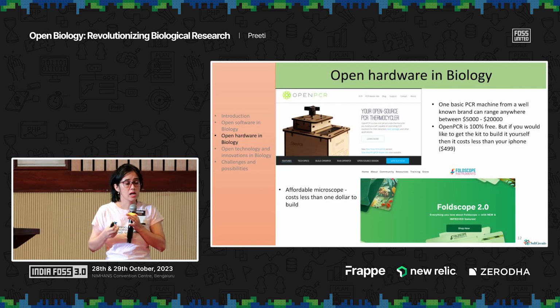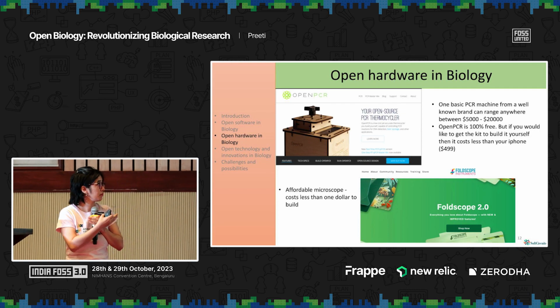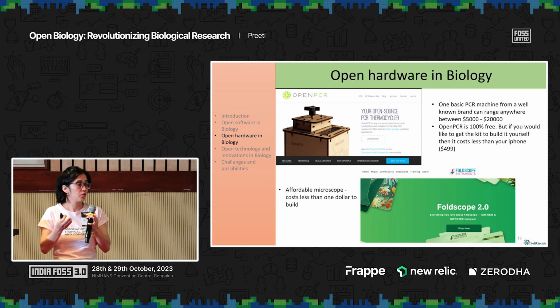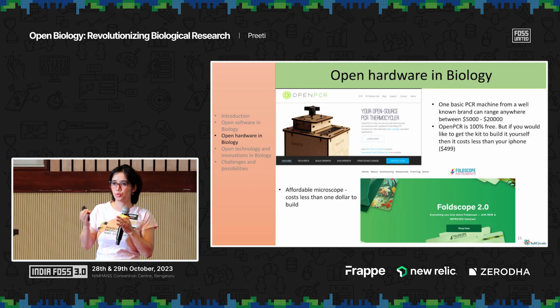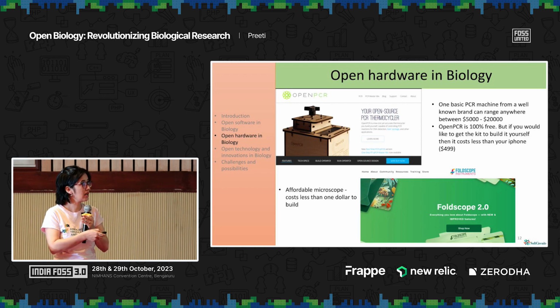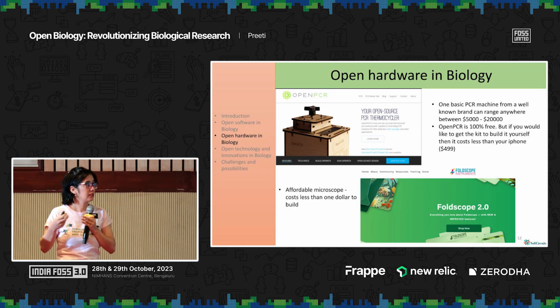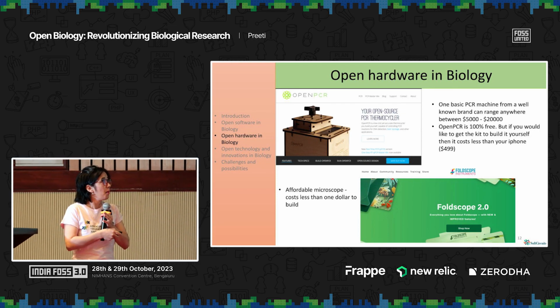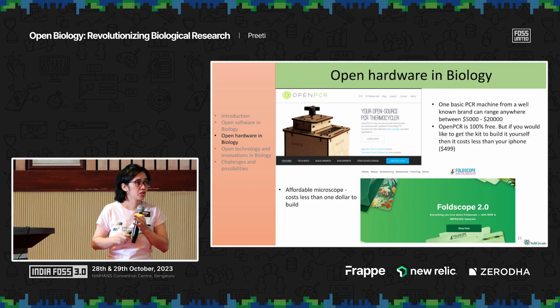Other open source hardware in biology is something called OpenPCR. PCR is a machine. PCR stands for polymerase chain reaction, which you use to amplify different genes. The well-known brands cost somewhere close to $5,000 to $20,000. But this OpenPCR machine is 100% free.